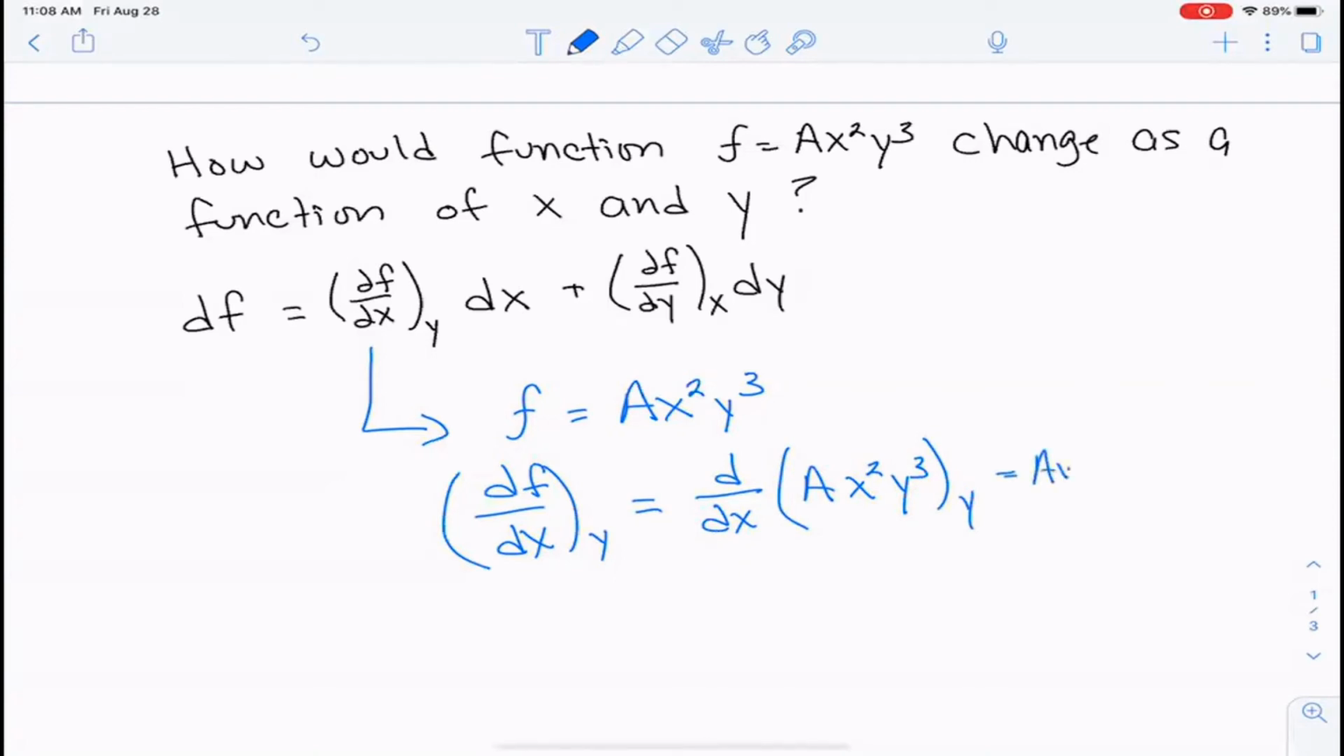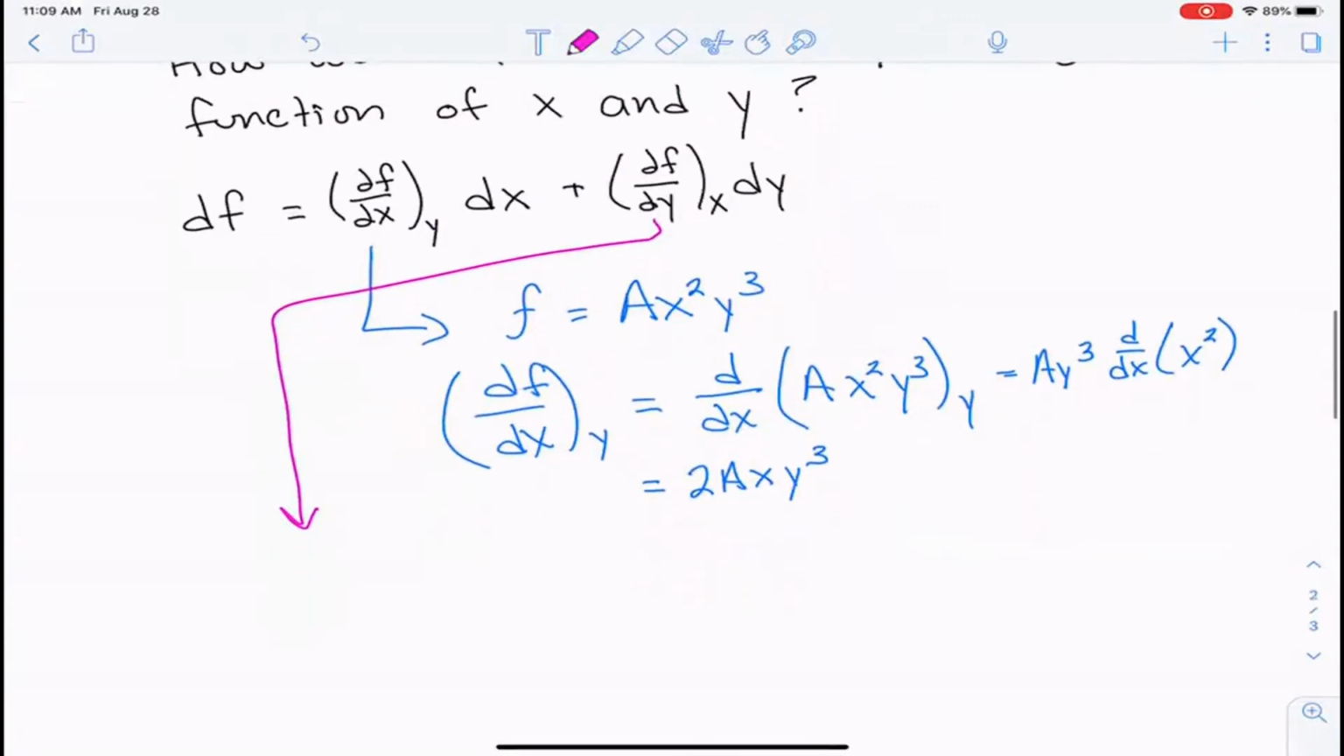So that becomes a times y cubed times d/dx of x squared, which of course is 2x. So then we know that df/dx at constant y is 2 times a times x times y cubed, right? Because y was equal to a constant when we took that derivative. So now let's do the same thing for that function, right? Let's find df/dy at constant x.